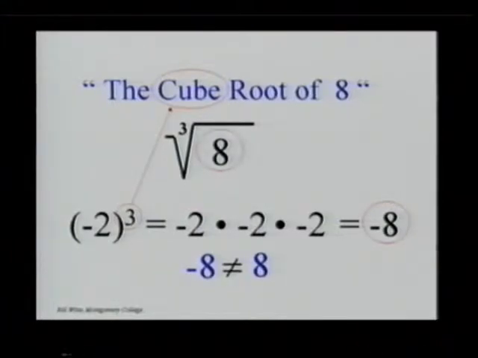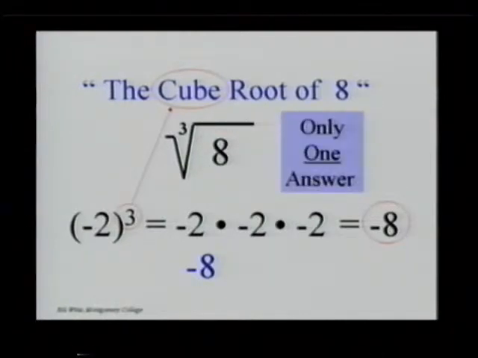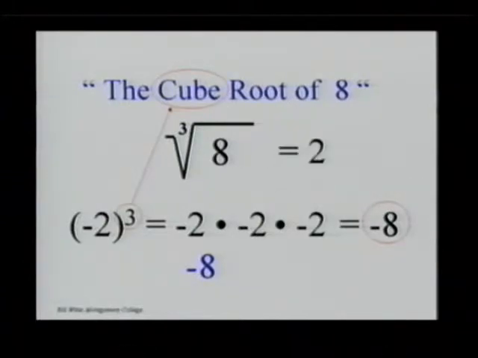That's no good. Negative 8 doesn't equal 8. So a cube root is only going to have one answer. Well, all odd roots are only going to have one answer. The only answer here is positive 2.